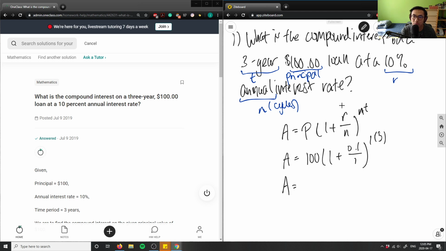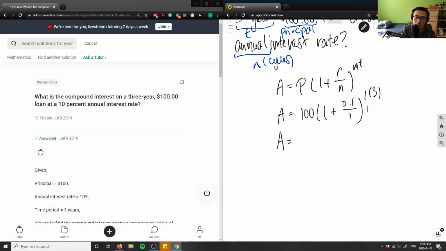We have A equals 100, and we do the brackets first, right? So it's 1 plus 0.1 divided by 1, which is simply just 1.1, to the power of 1 times 3, which is 3, right? And we do the exponents first.